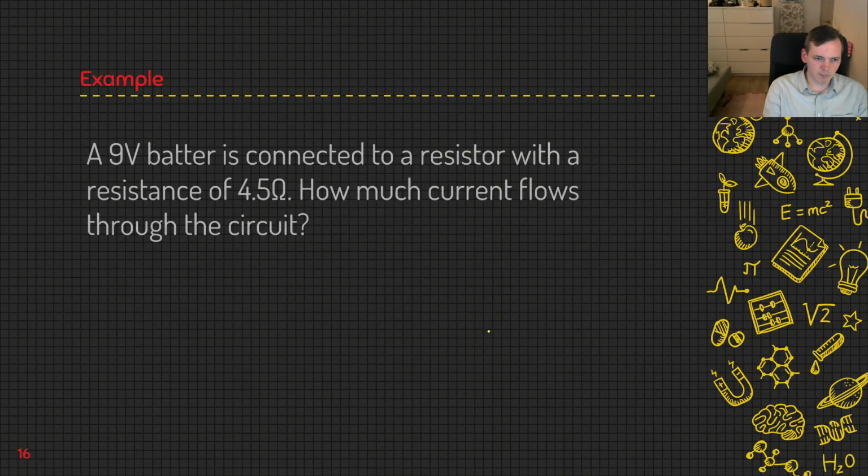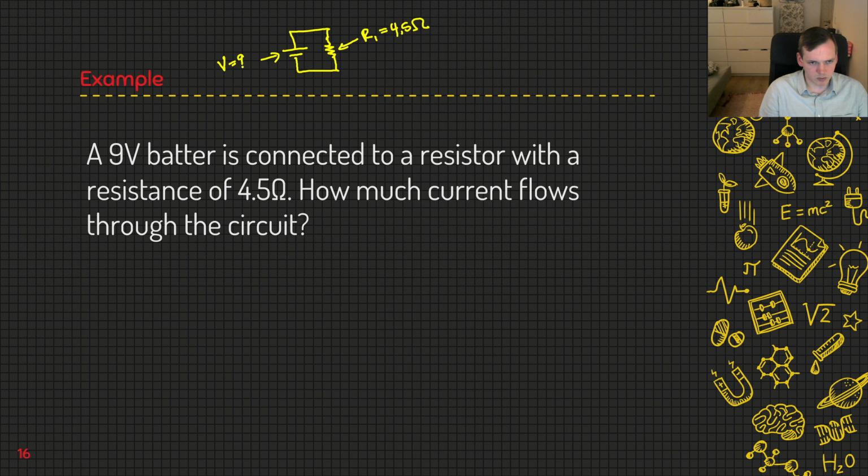So as an example, a 9-volt battery is connected to a resistor with a resistance of 4.5 ohms. How much current flows through the circuit? So again, we're going to have a battery that's connected up to a resistor. We'll say R1 is equal to 4.5 ohms, and the battery has a voltage equal to 9 volts.